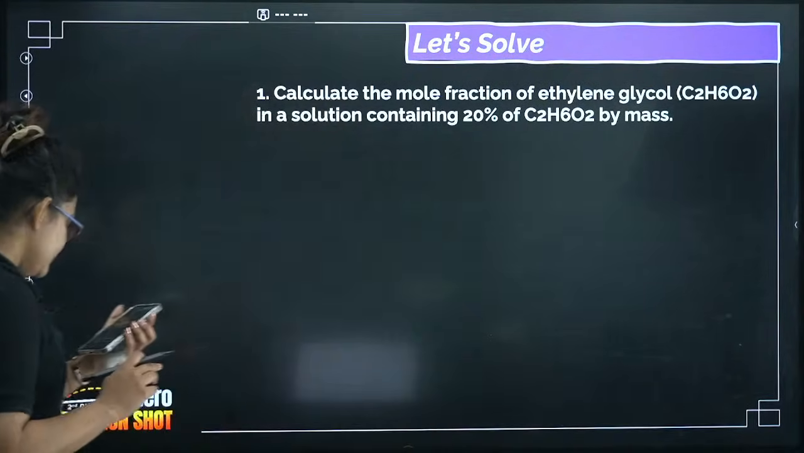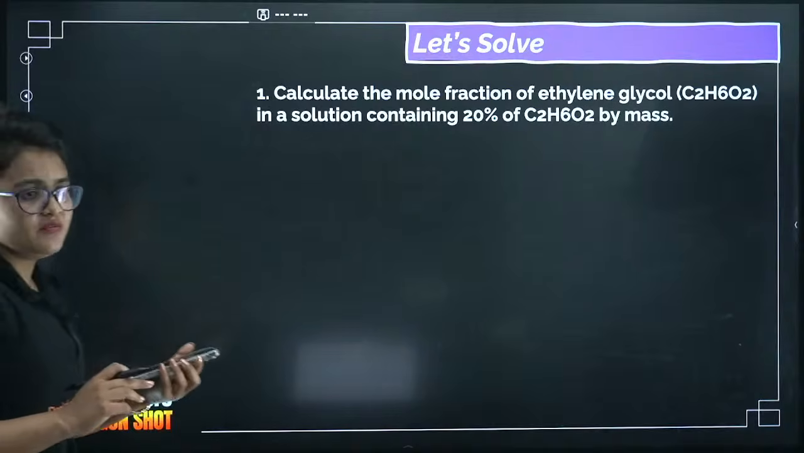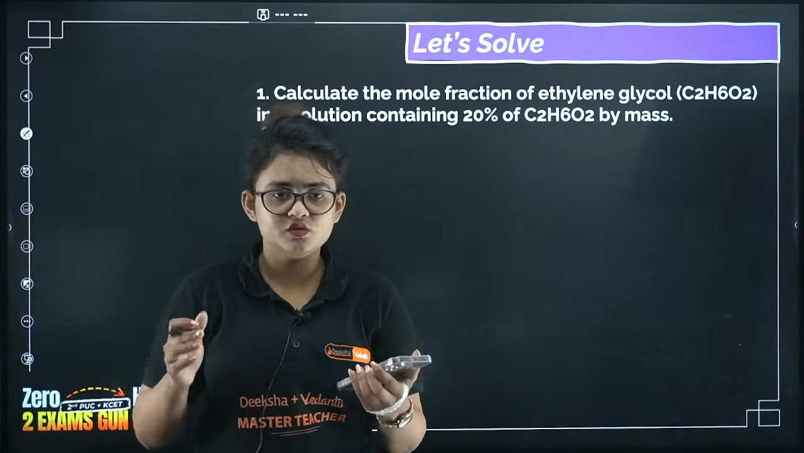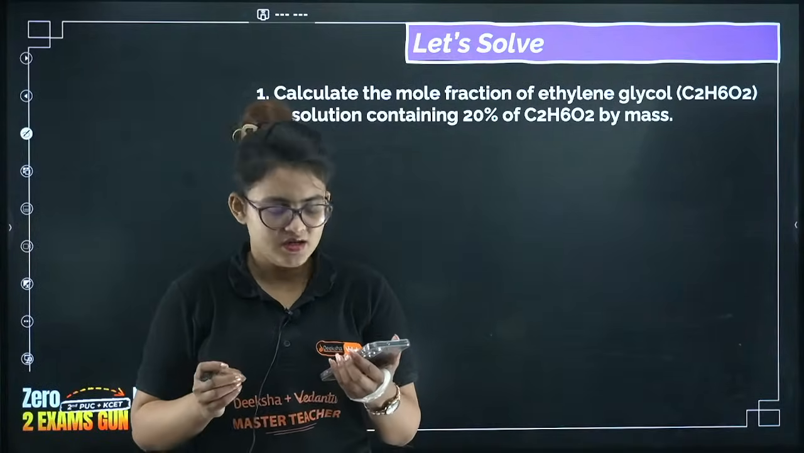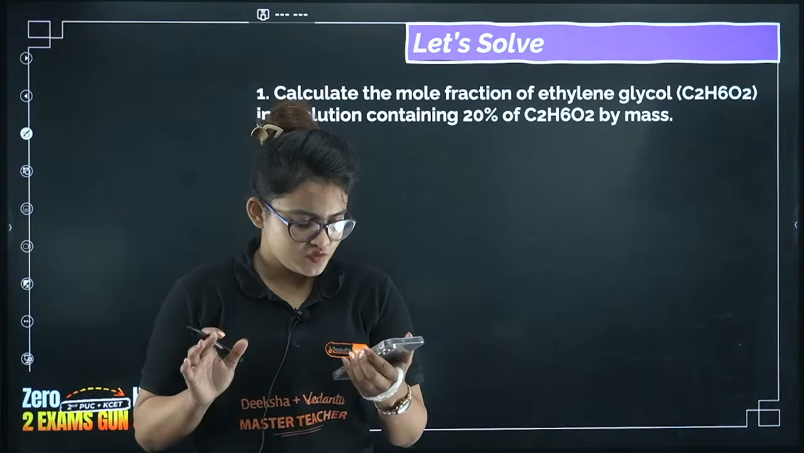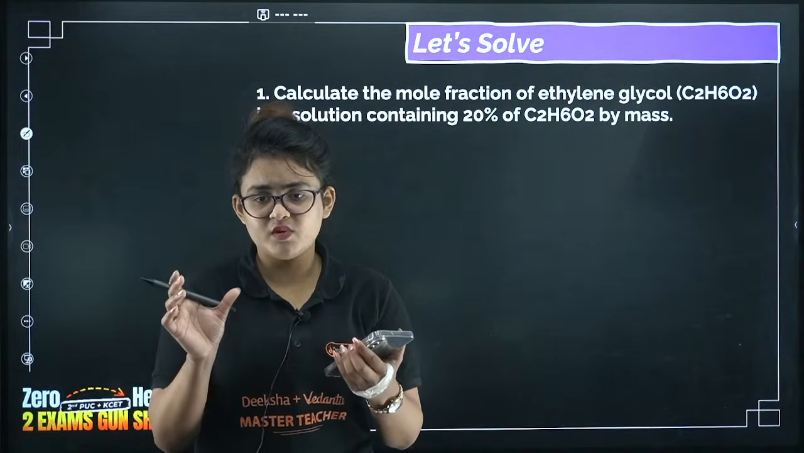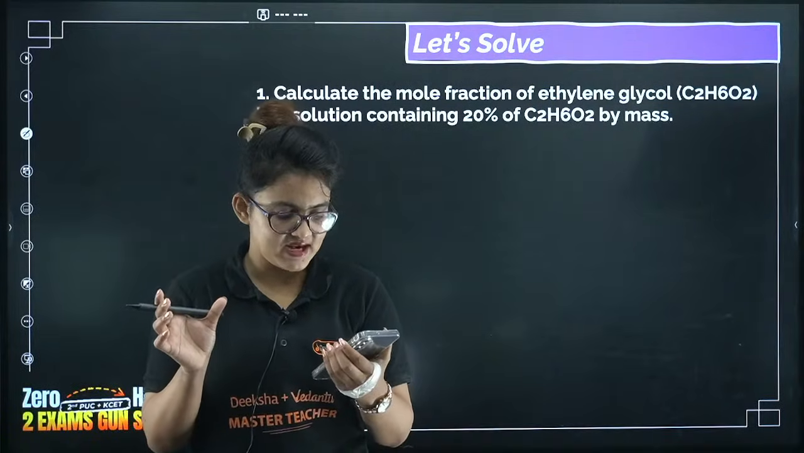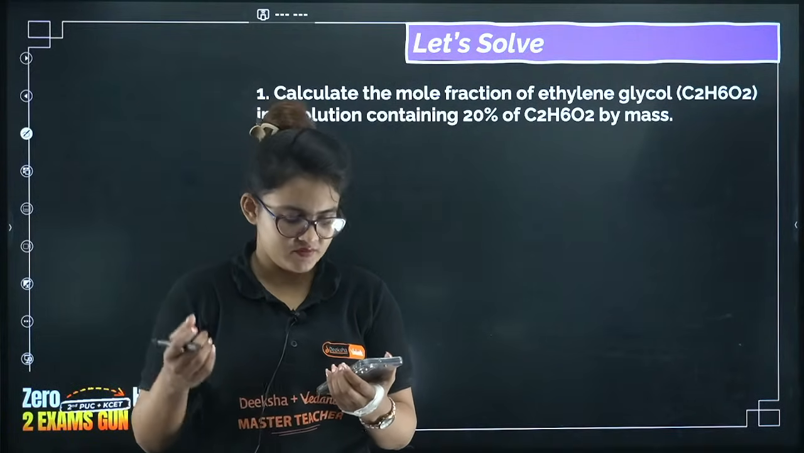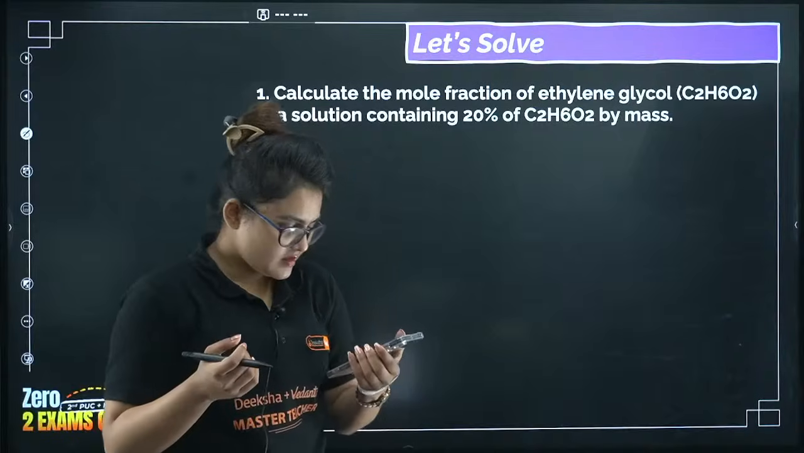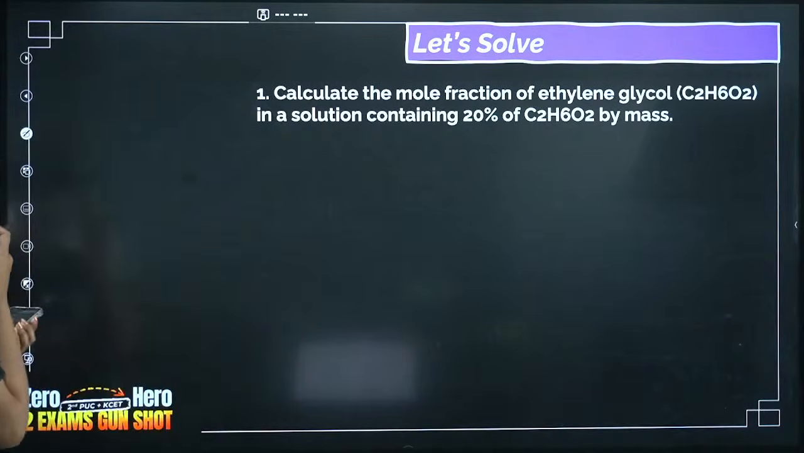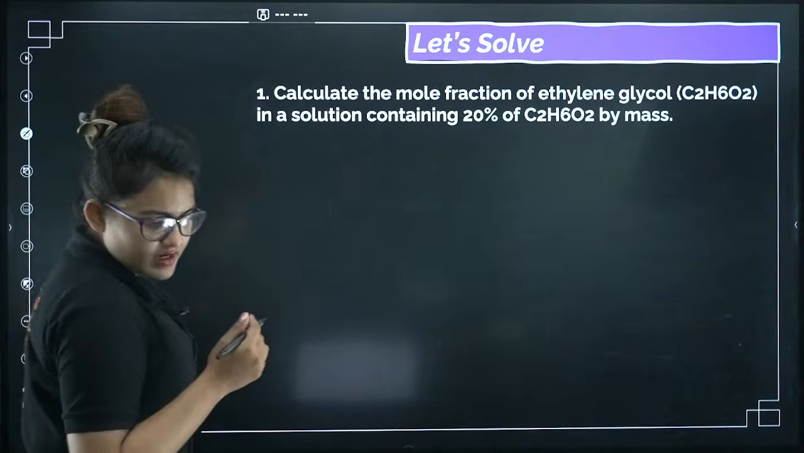Which term is commonly used in the medical field? In the medical field, generally we use weight by volume percentage. That is the most used term in the medical field. For different types of ointment and all, the concentration term used is weight by volume. So now let's proceed.